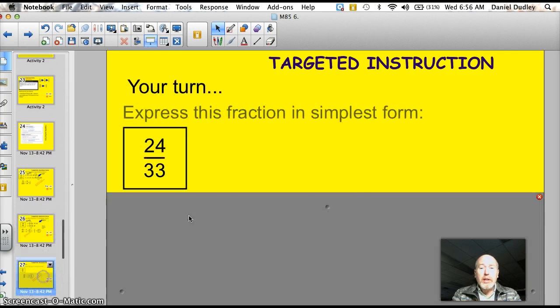All right, here's an example for you to try. Why don't you go ahead and pause and express this fraction in simplest form.